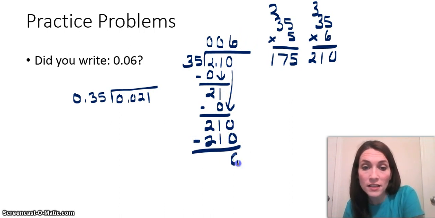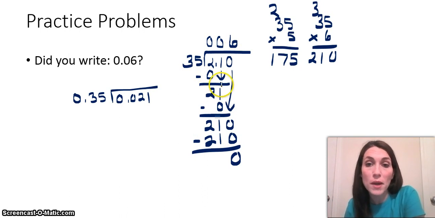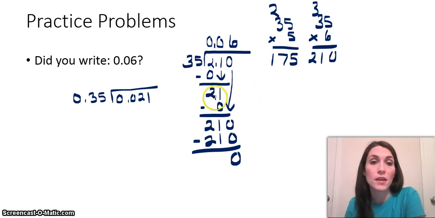I subtract, and I don't need to bring down anything else because now I've worked out this problem. But I do need to see what I need to do with this decimal point. And when we're doing division with a decimal in the dividend, we always just move that decimal point straight up from where it was. So that's how we get 6/100ths as our answer for this practice problem.